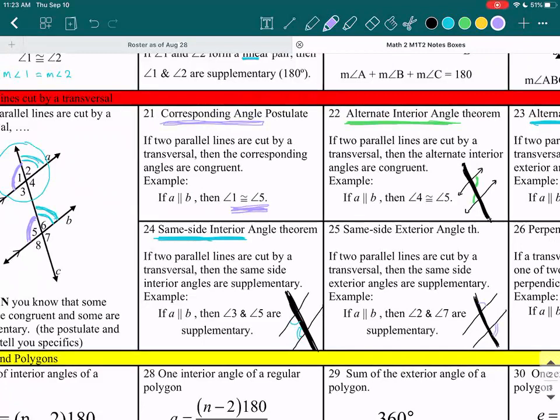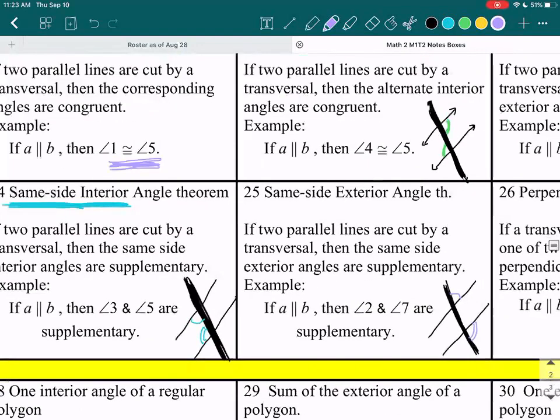So notice that they are on the same side. They're both kind of to the right of the bold black transversal, and they are on the exterior because they are on the outside of your parallel lines. So these are same side exterior angles. And they are supplementary, which means they add up to 180. Okay, do you guys have any questions on this one?